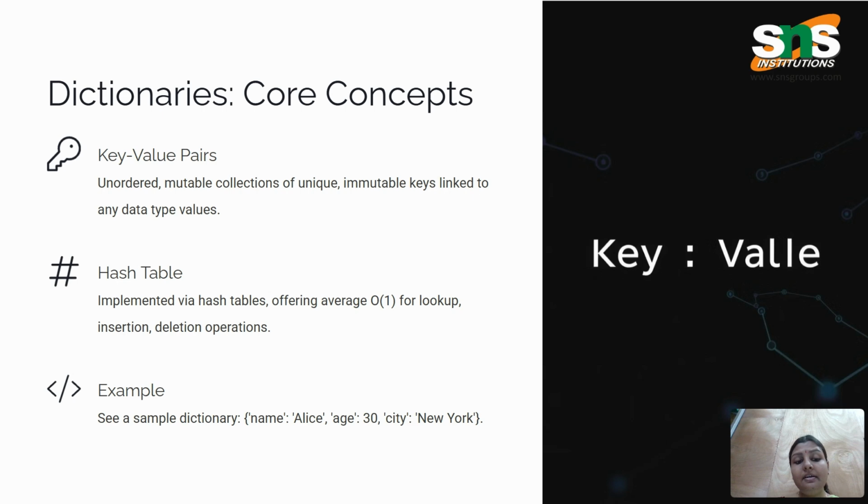Example: see a sample dictionary, name: alias, age: 30, city: New York. So here we have the name key and then the value alias. The same goes for the age key and then 30 is the value, and then city is the key and New York is the value.